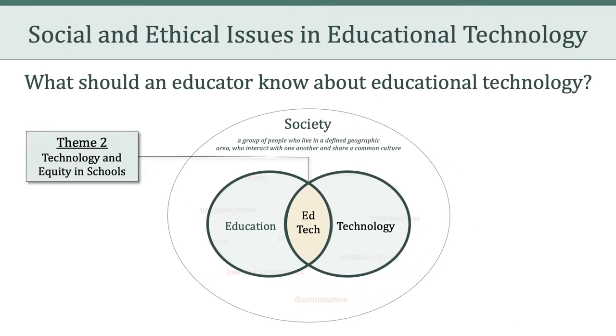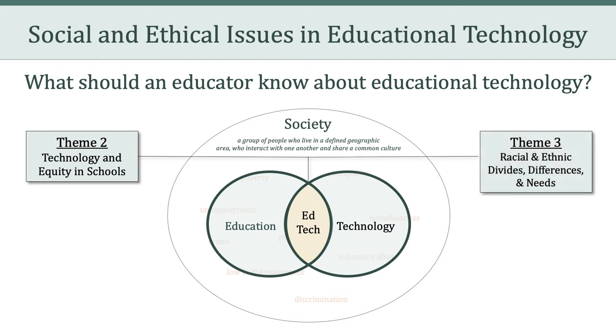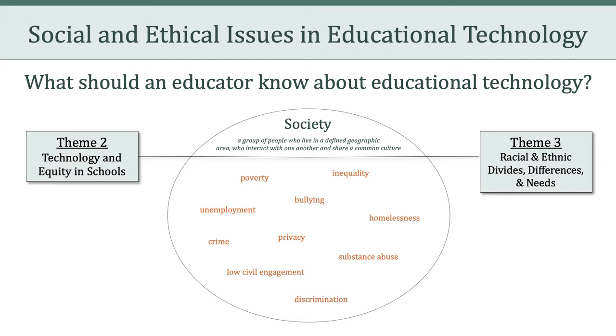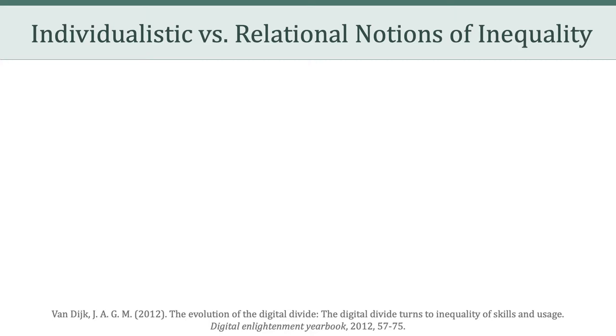In this session, we're going to transition from theme 2, technology and equity in schools, to start talking about racial and ethnic divides, differences, and needs, which will be our third theme of the semester. And to do this, we're going to shine a light on some of the underlying social problems that we talked about in the beginning of the semester. I want to talk about van Dijk's individualistic versus relational notions of inequality.